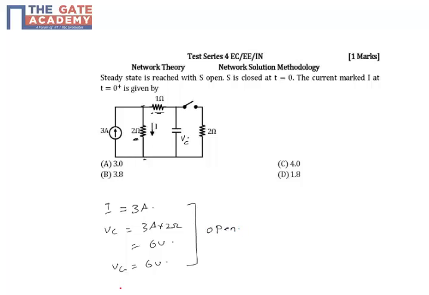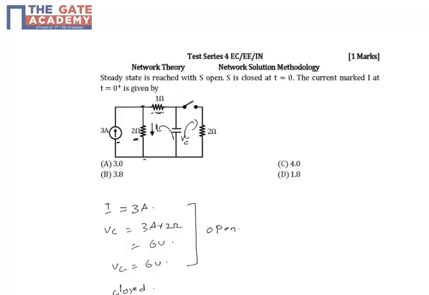Now, after the switch is closed, what happens? This capacitor will start to discharge. It will discharge in either direction, and then we have this current source. This capacitor will be equivalent to a voltage source, except that the voltage across the capacitor will be reducing with time. But since here we have to determine the value of current at time t equal to 0, we can effectively replace this capacitor with a voltage source.